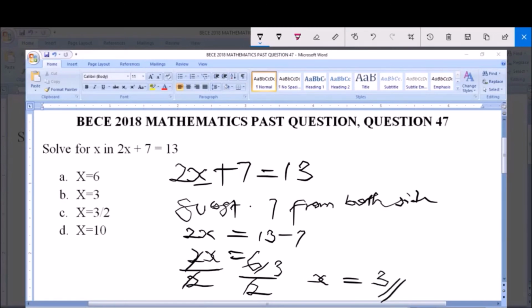Now from the options, option A says 6, wrong. B here says 3, which is correct. C says 3 over 2, which is wrong. And D says x equals 10, which is wrong. So the correct answer to this question is option B, x equal to 3.